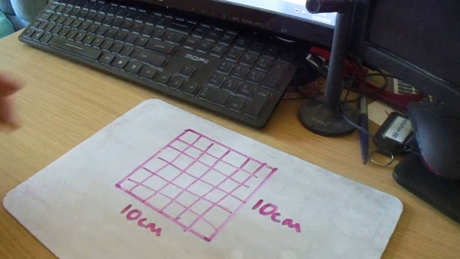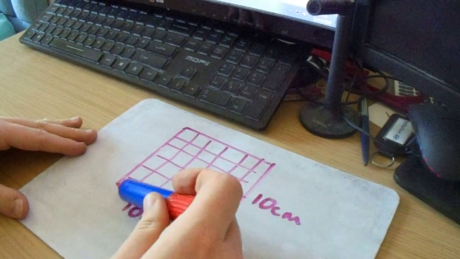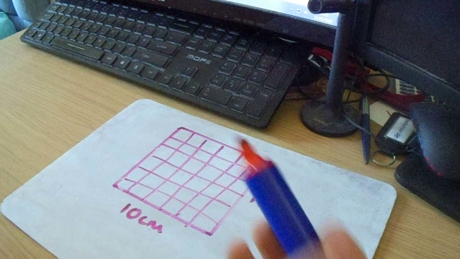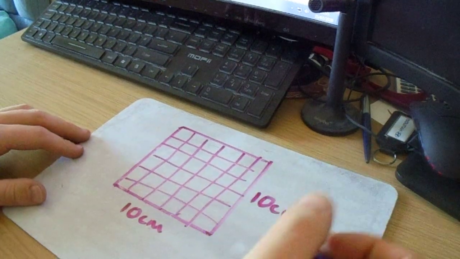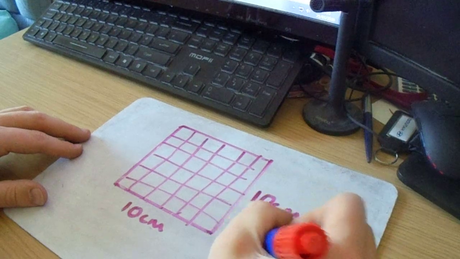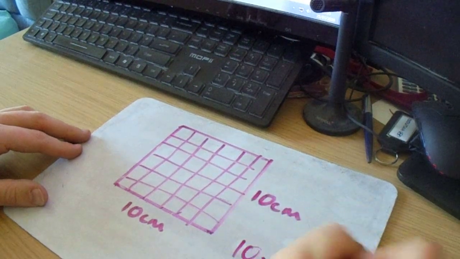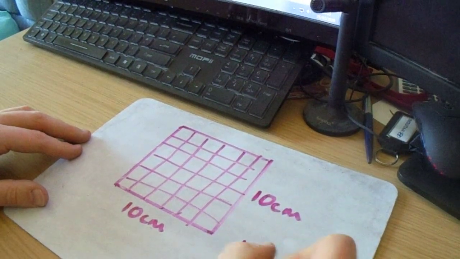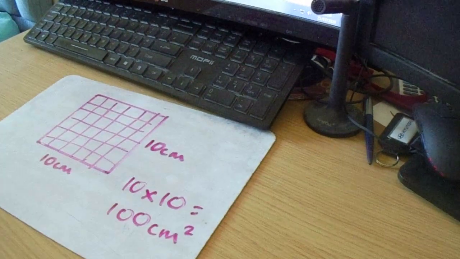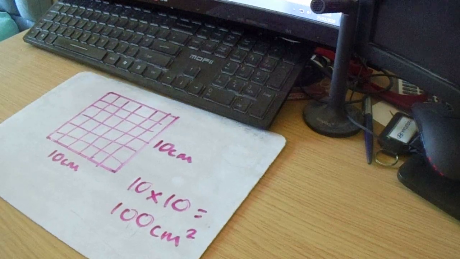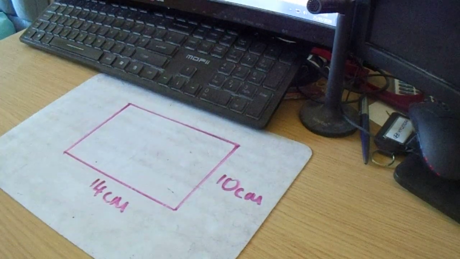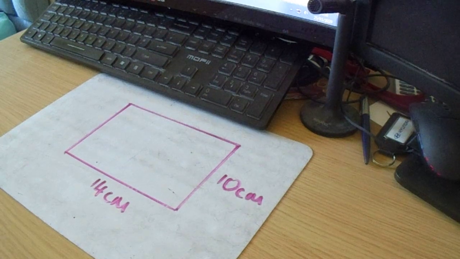Now, the other way that we can work this out is by multiplying the length by the width of the shape, or the length by the height, depending on how you're looking at it. So for this one, it's dead easy, because it is a square. We're looking at 10 times by 10, which we know is 100 centimetres squared. Okay, 100 centimetres squared.